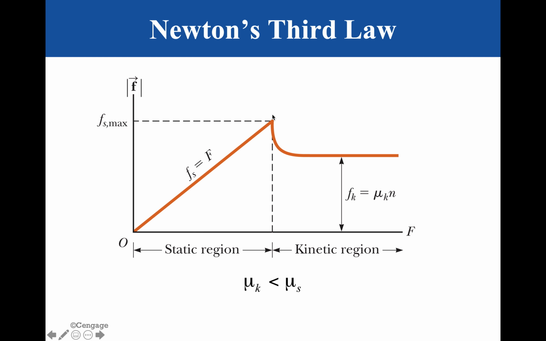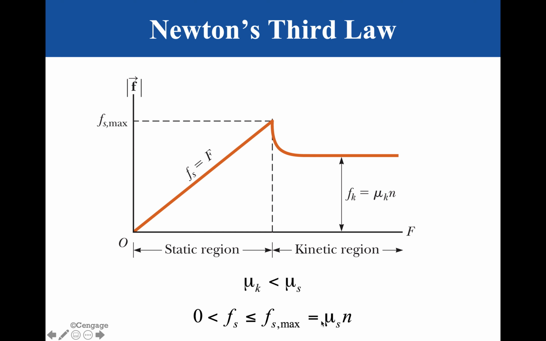If I push a little bit harder, it's going to start sliding. And then I drop a little bit because it's a little easier to slide than to unstick it. And I get a constant kinetic friction force, as we just discussed, equal to the coefficient of kinetic friction times the normal force. So the static friction force is going to be greater than 0 and less than or equal to the maximum static friction that you can have.